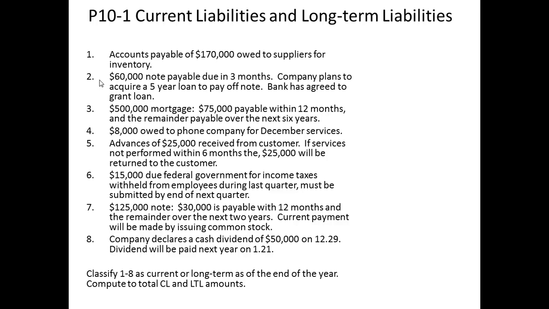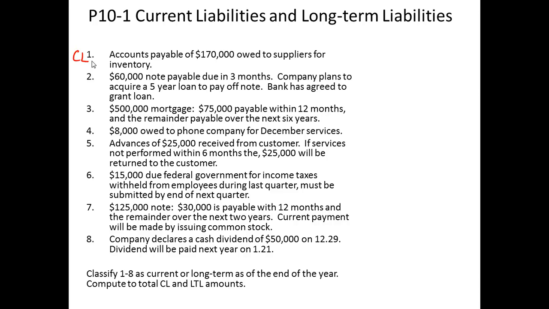Now let's see if we can identify the following as whether they're current or long-term. In number 1, the accounts payable are owed to suppliers for inventory. So it's a current liability because accounts payable are our current bills that we pay currently. A good example of that is your credit card bills.